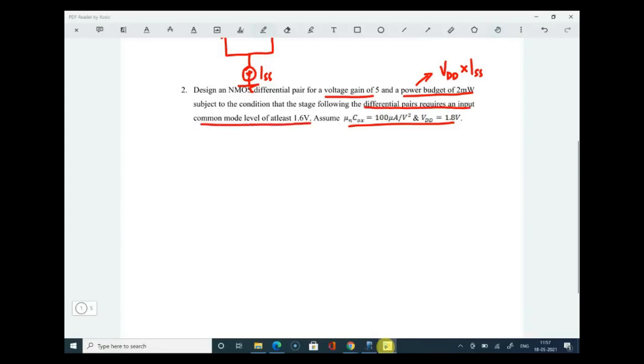There is a stage which is following this differential pair. That means the output of the differential pair is connected somewhere, and that needs an input common mode level of 1.6 volt. So those who have read the question, did you understand this? Yeah, thank you, Sriharsha, for that. I think you want to add something on this question. So how will you solve? Yeah, maybe everyone can give a try, and later we will discuss.